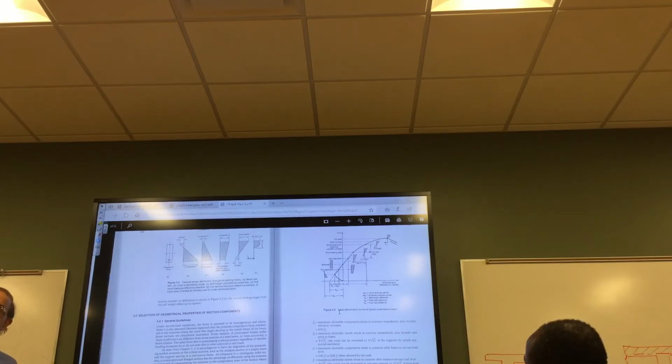As soon as you apply pre-stress, the beam cambers up because you're applying a moment, remember? You're applying a force on the bottom, so it cambers up instead of cambering down. Why is it cambering up? Because we are trying to prepare it to camber down and neutralize.